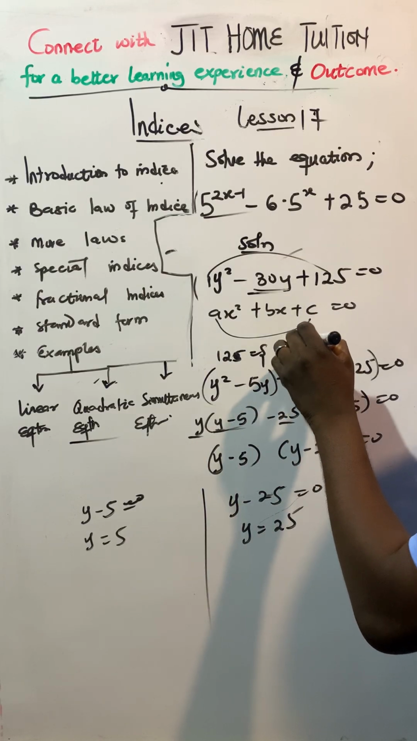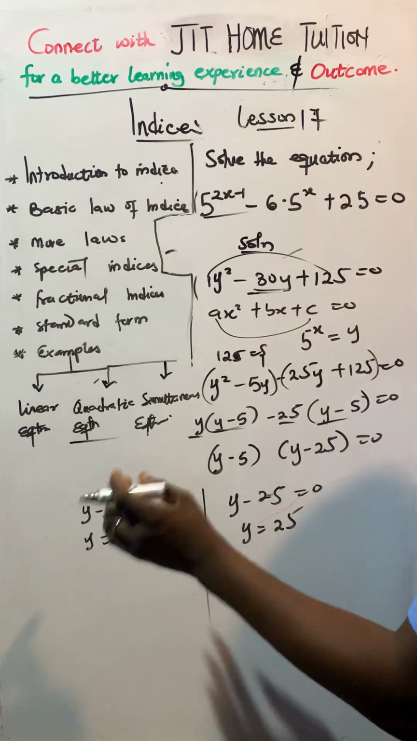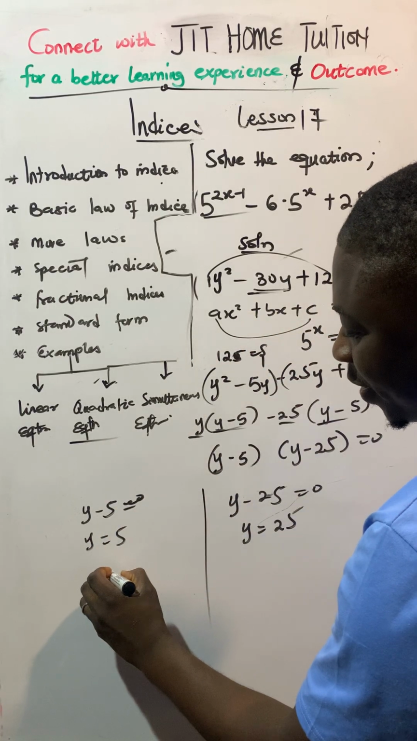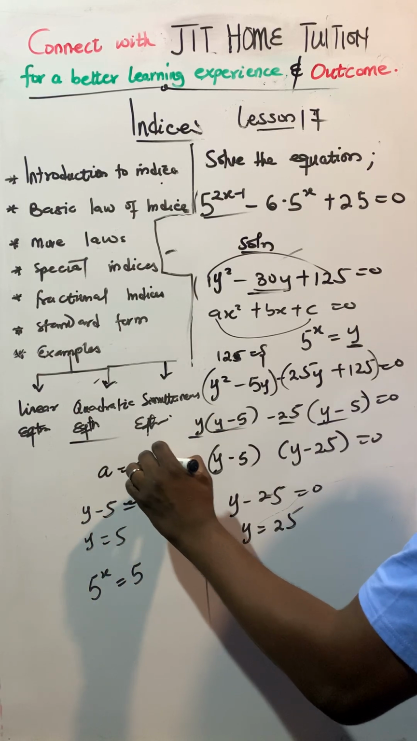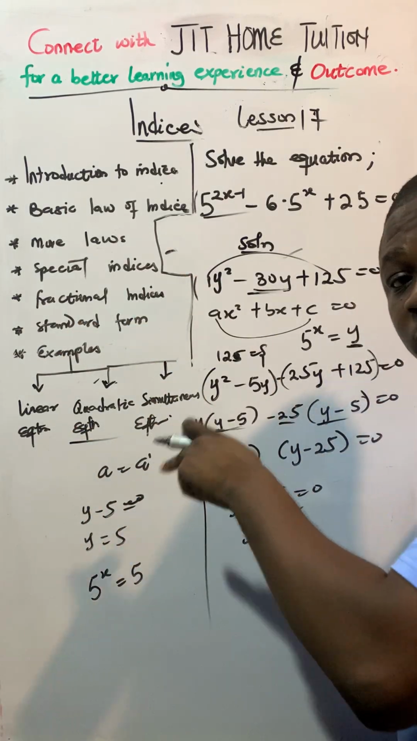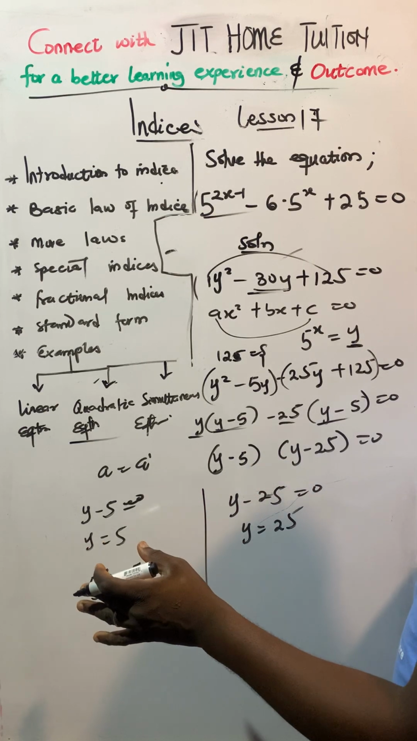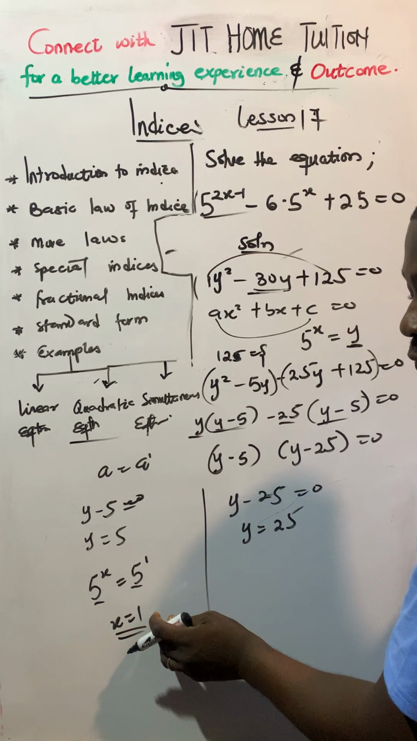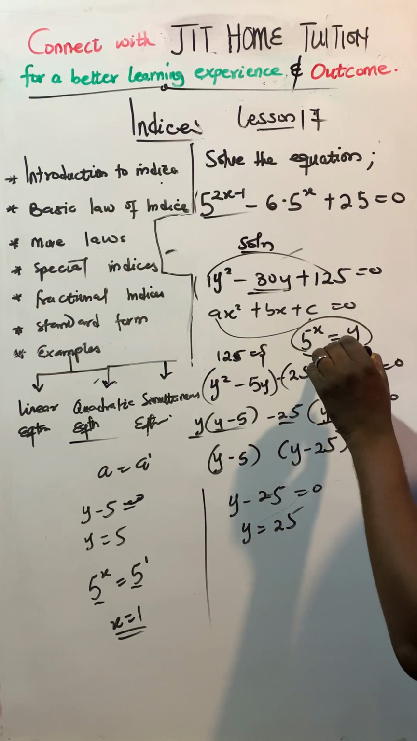Remember, we said let 5 exponent x be equal to y. So if that is the case, with what we have here as y, we are going to replace it with 5 exponent x. So you have 5 exponent x equal to what? 5. Now, when you have a, it is the same as a exponent 1. Why? Because any number or variable exponent 1 is still the same number. So here, it is exponent 1, but we didn't write it. Since the bases are the same, you equate the powers, which means that x is equal to what? 1.